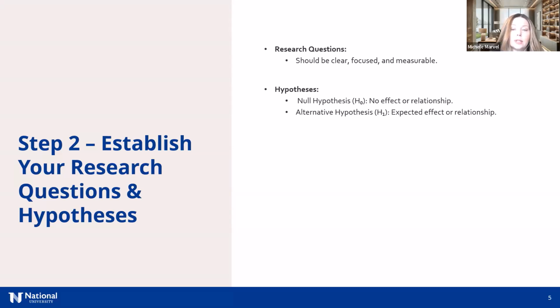And when they're well constructed, the hypotheses set you up for choosing the right statistical tools. For example, if you are comparing two groups, a t-test might be appropriate. Comparing more than two, then you might be looking at an ANOVA. If you're looking for relationships between variables, then you might be looking at a correlation or a regression analysis. But you can only select the correct test if your research questions and your hypotheses are precisely defined and logically structured.